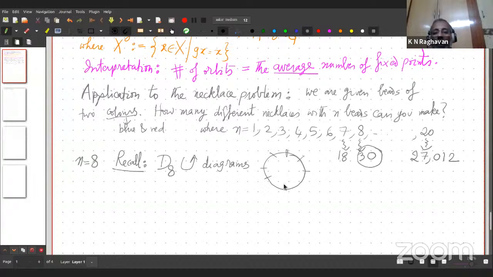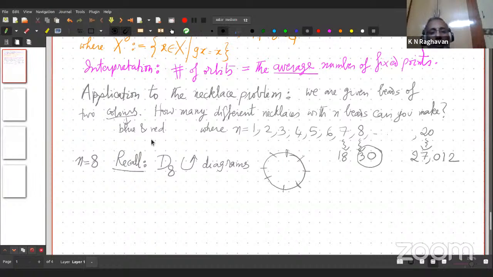Okay, and a diagram means that at every position you place a bead, either blue or red. So at each of these positions, I place a bead. And there are two choices. It could either be a red bead or a blue bead.